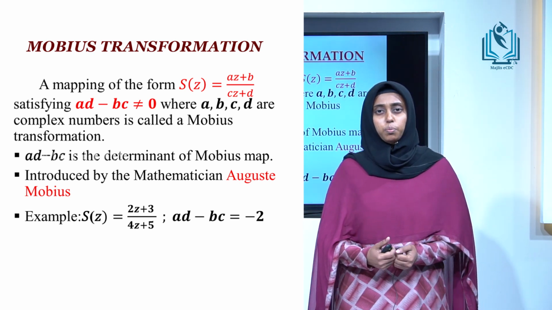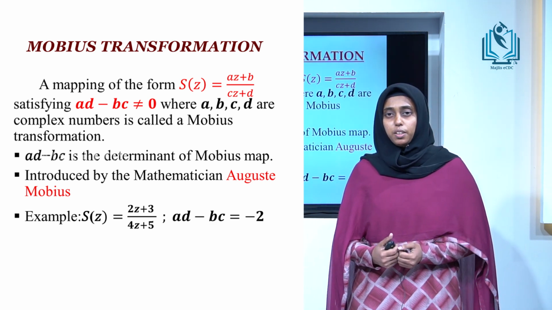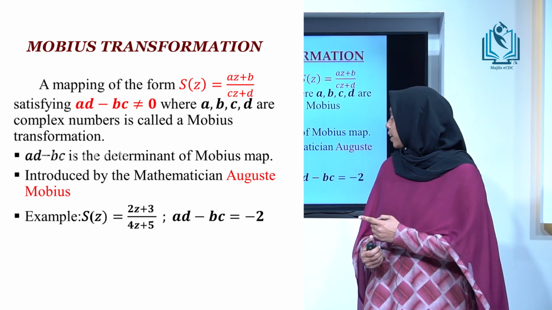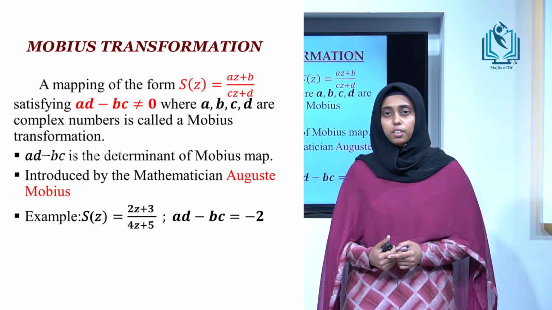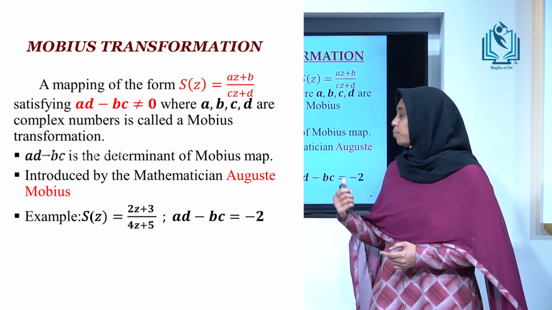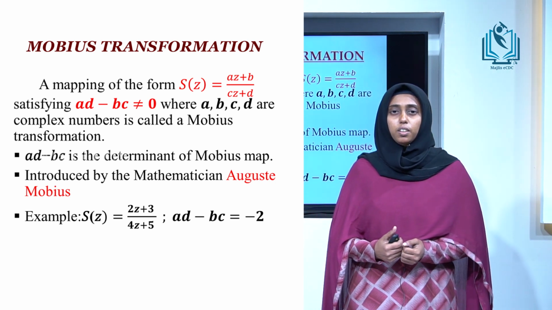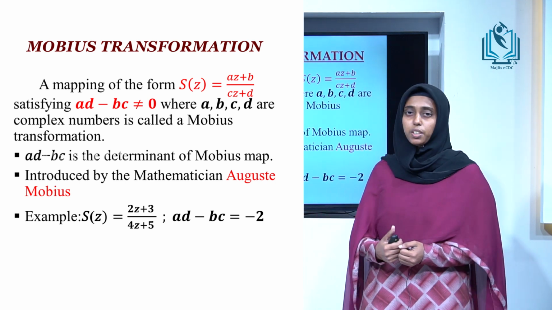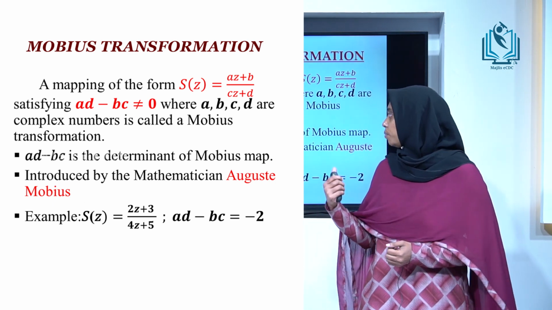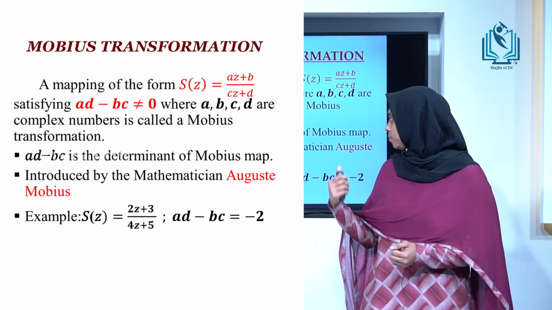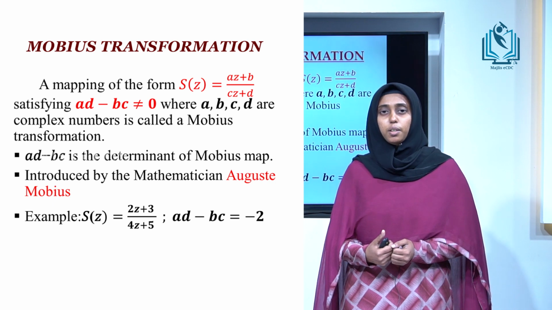What is a Mobius transformation? A mapping of the form S of z equal to az plus b divided by cz plus d satisfying ad minus bc not equal to 0, where a, b, c and d are complex numbers, is called a Mobius transformation. Here the term ad minus bc is called the determinant of Mobius transformation, and in the case of Mobius transformation it is very important that the determinant should be non-zero. This transformation is introduced by the eminent mathematician Auguste Mobius.